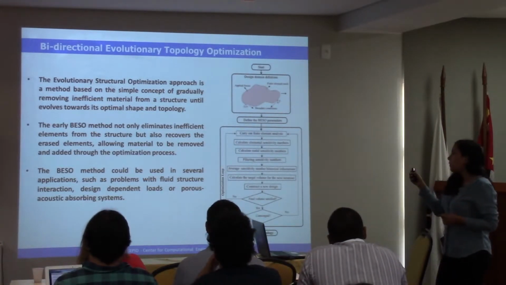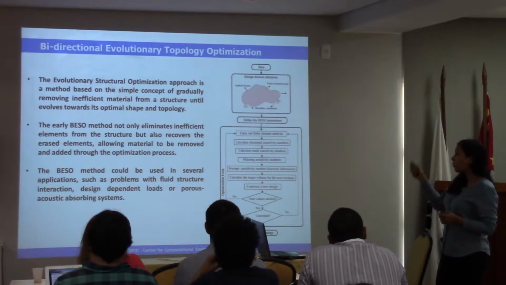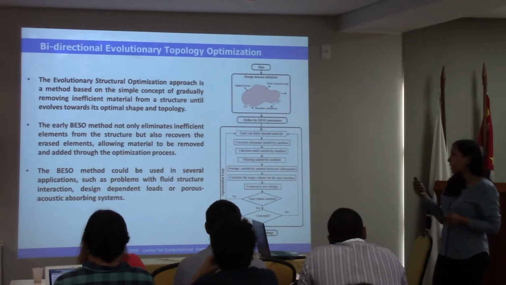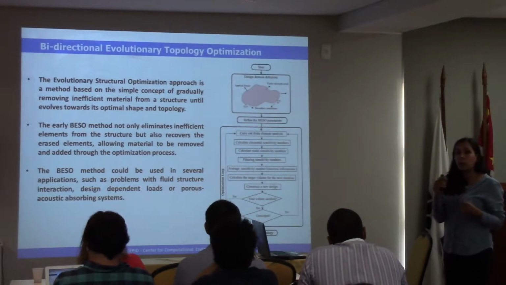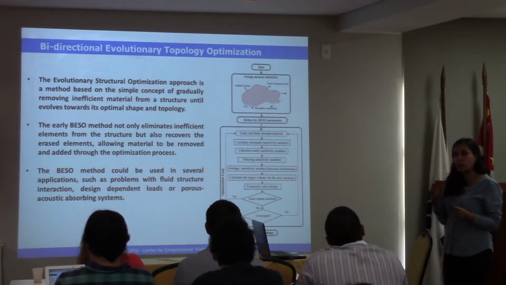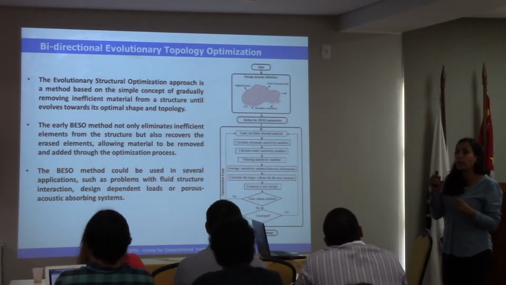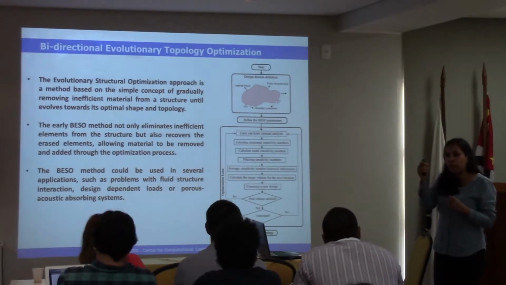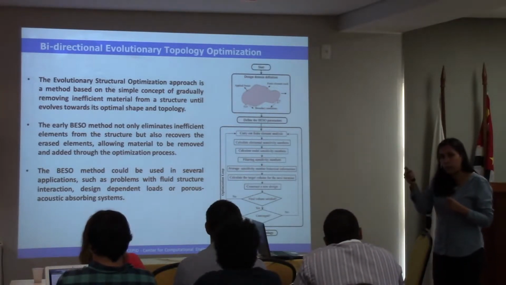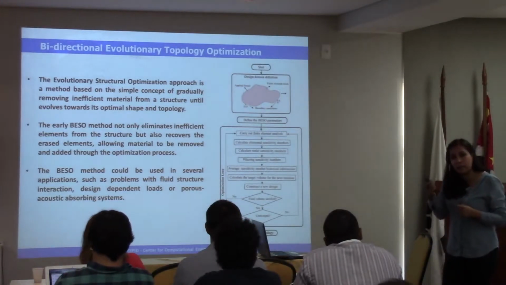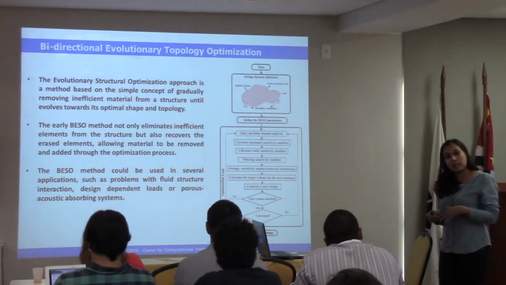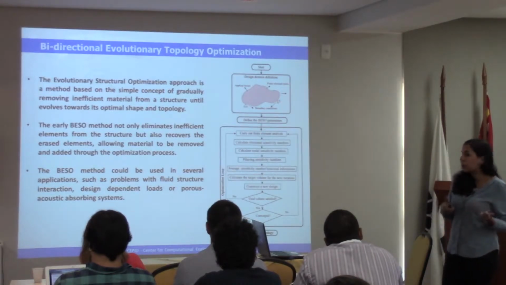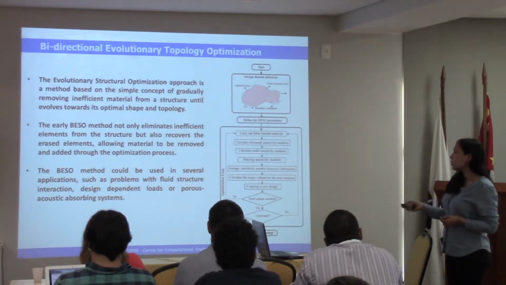Once we do all that, we can calculate the volume for the next step. As I told you, you remove material gradually. So in each step you need to figure out how much you can take away, or how much you will add for the next step, depending on which elements are going to be added and which elements are going to be out. And then we construct a new design.